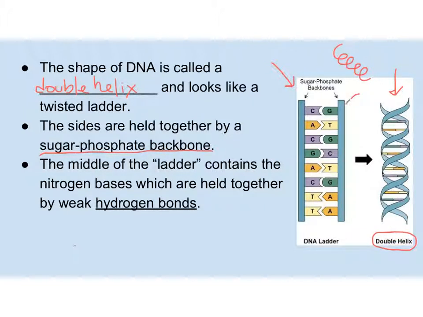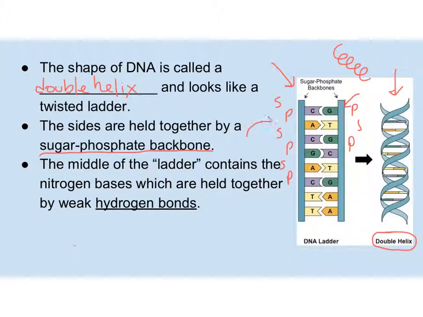So that's the sides here. So if this is a ladder, this is where you'd put your hands. And that has a sugar, which is deoxyribose, and then a phosphate, and then a sugar, and then a phosphate, and then another sugar, another phosphate. Same thing on the other side. Phosphate, and a sugar, and a phosphate, and a sugar.